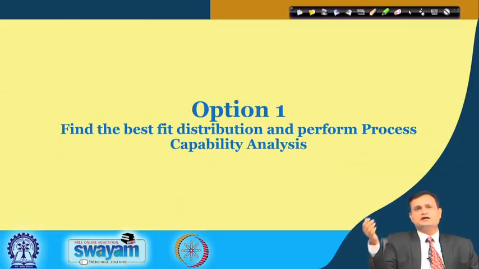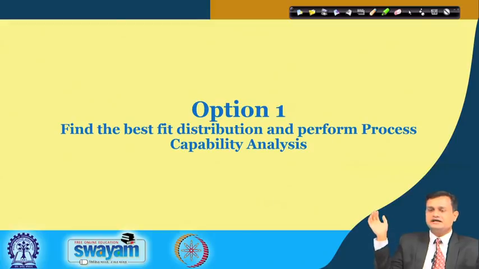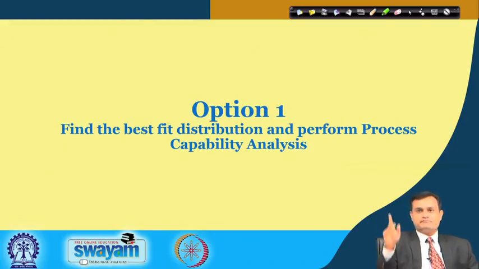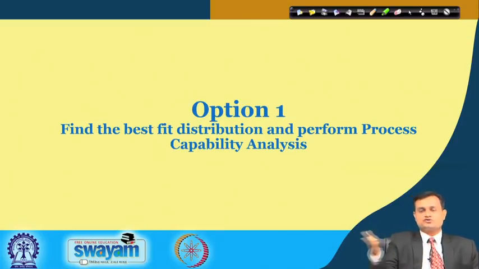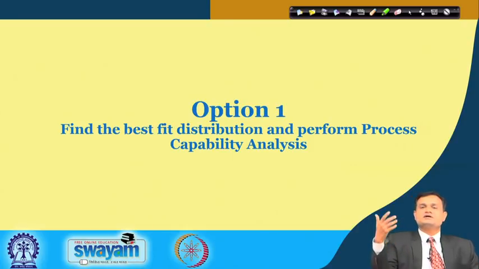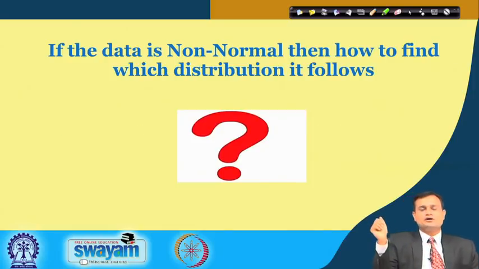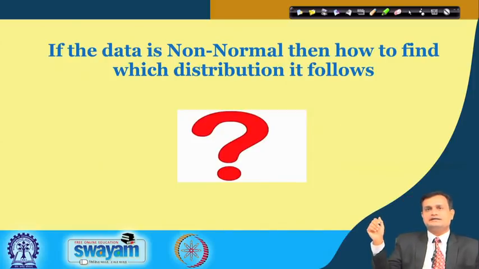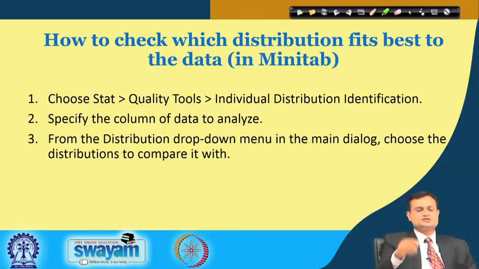Option 1, find the best fit distribution and perform the process capability analysis. I am interested in finding the best fit distribution. It may be exponential, Weibull, triangle, whatever. I want to see which particular distribution my data fits best. So, if data is non-normal, how to find the distribution?